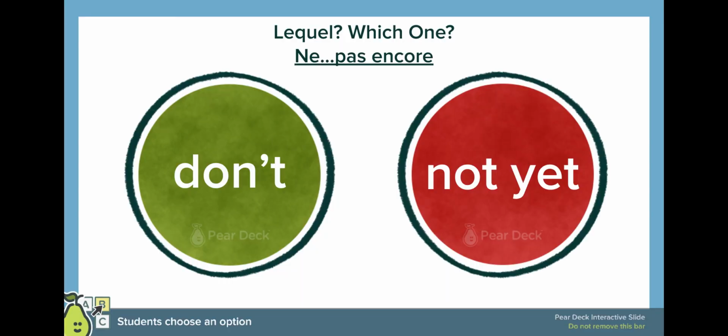Okay, so moving on. Lequel, which one? Ne pas encore either means don't or not yet. Which one is it? Is it don't or not yet? Take a guess. Not yet. Très bien. Not yet. We should remember that don't is the ne pas that we learned back in French 1. One of the first negative expressions that we learned was ne pas, means don't. So ne pas encore means not yet.